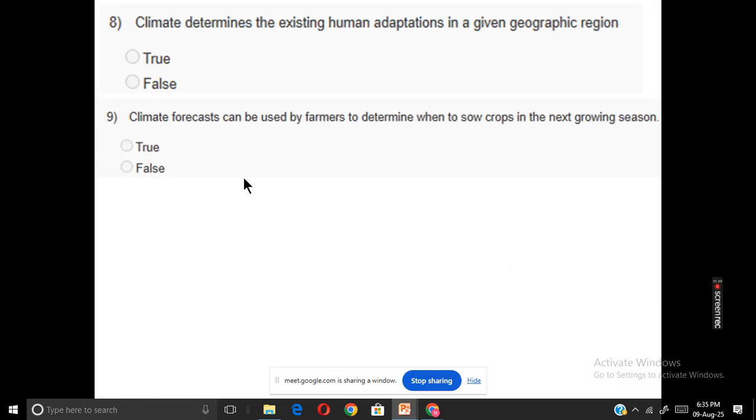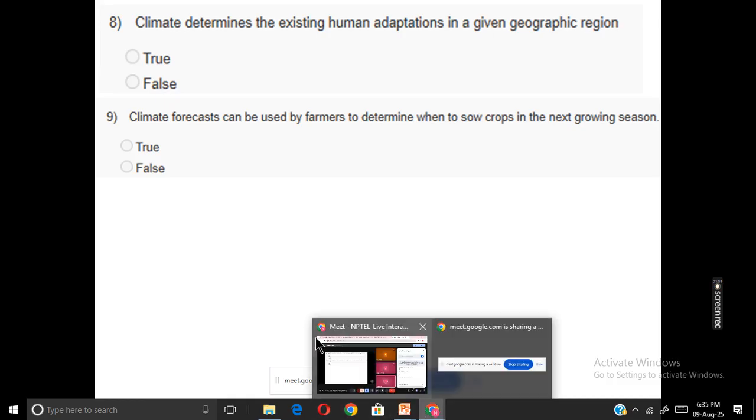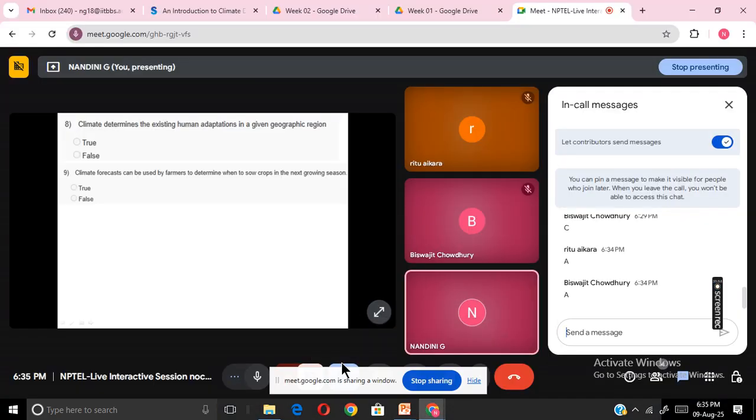Now, climate determines the existing human adaptations in a geographic region. The one thing you have to keep in mind is that when we talk about climate, we are talking about a long-term change, like the next 100 years or the next 50 years. Climate forecasts generally talk about what we have to expect in the next 100 years or next 50 years. It is just a long-term forecast. So that's one thing you have to keep in mind.